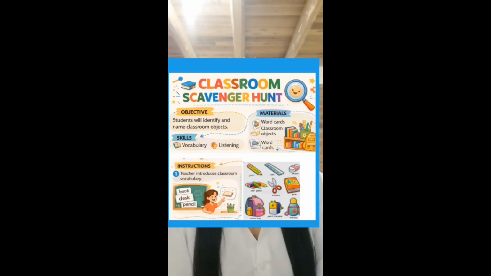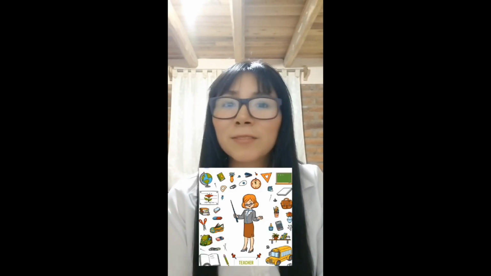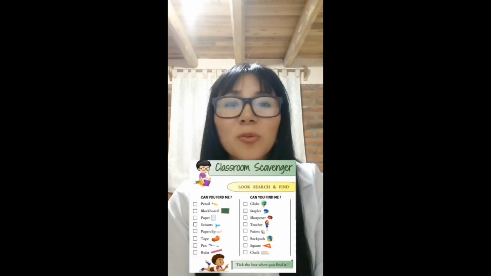Another activity I designed is the Classroom Scavenger Hunt, which focuses on classroom vocabulary. The objective is for students to identify and name classroom objects such as book, desk, pencil, chair, etc. The teacher first introduces the vocabulary, then calls out an object, for example, find the book. Here we can also use colors, like find a red book. Students move around the classroom to find the object and say the word aloud.